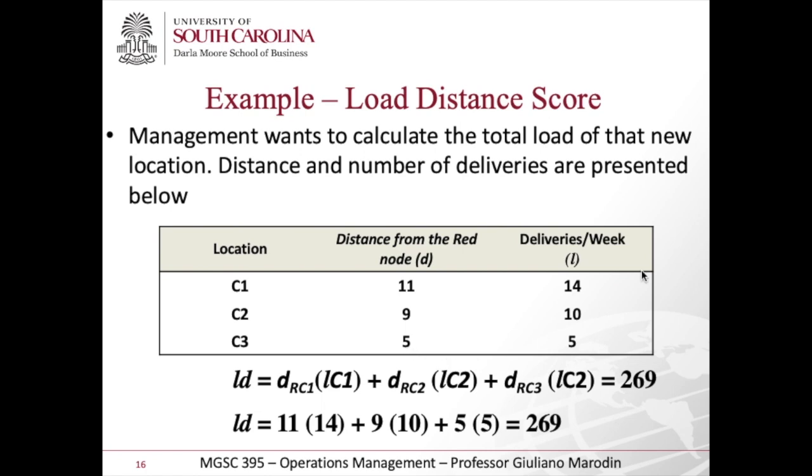But now I have additional information. I have the load, which is the number of times that I went to C1, number of times I went to C2, number of times I went to C3. So you can see here that C1 is a lot more important than C3. I'm going almost 3 times more to that point, right? So the load distance is the sum of the distance times the load for each location. So 11 is the distance, 14 is the load, plus 9 is the distance, 10 is the load, plus 5 is the distance, and 5 is the load.